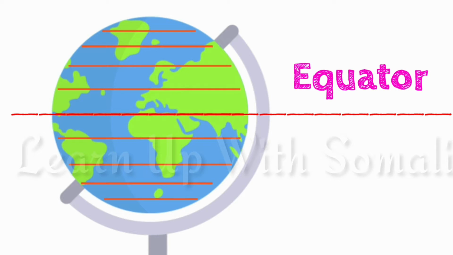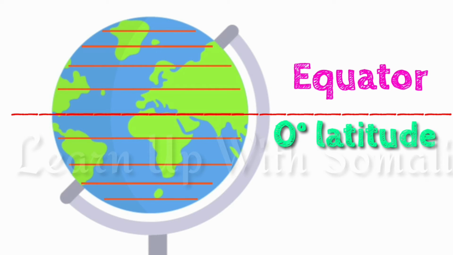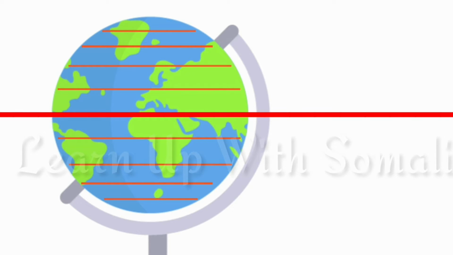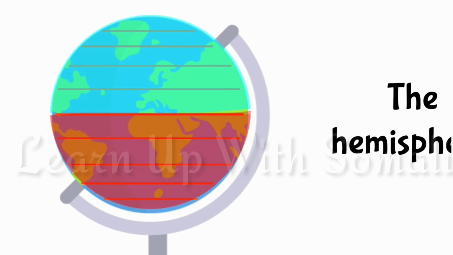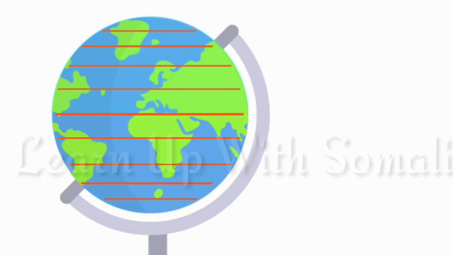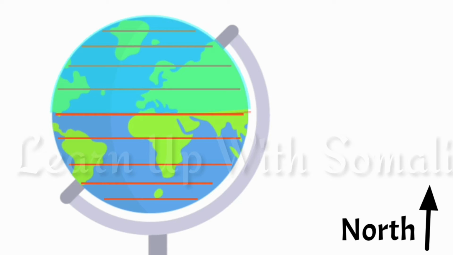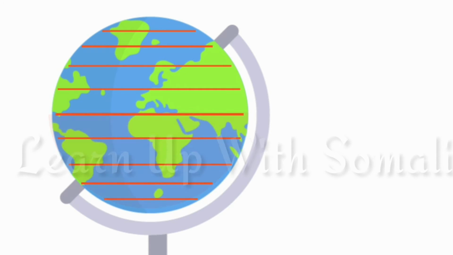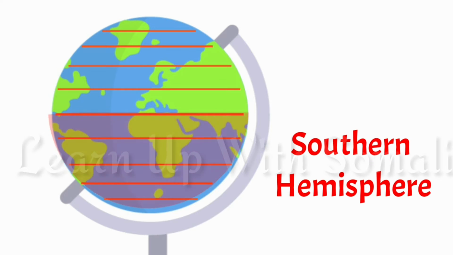It is also called 0-degree latitude. It divides the Earth into 2 equal halves called the hemispheres. The part of the earth to the north of the equator is called the northern hemisphere, and the part to the south of the equator is called the southern hemisphere.